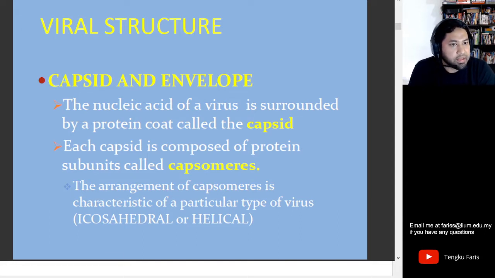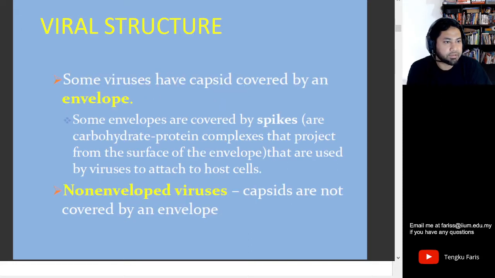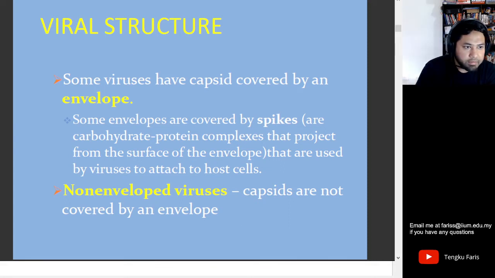So this is in terms of the morphology. Based on the shape of the virus, you can classify them. If the capsomeres are in the form of an icosahedron or in the form of a helix, or helical, you can differentiate between these two types of viruses. Some viruses have a capsid covered by an envelope, some don't. Some envelopes are covered by spikes.